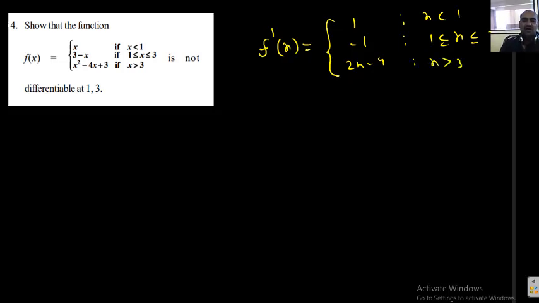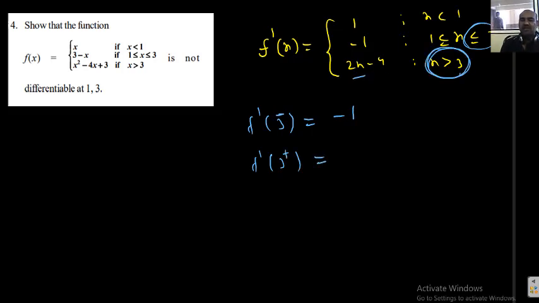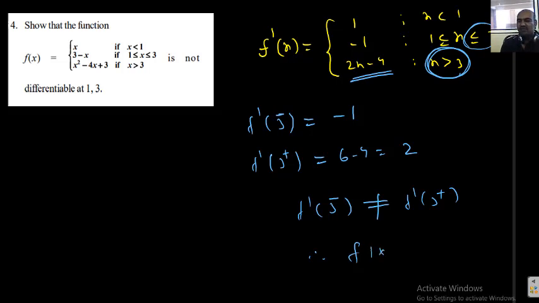Okay, students. So what happened now? At 3, directly I want to find f dash of 3 minus. 3 minus means here, that is equal to minus 1. So f dash of 3 plus I want. For f dash of 3 plus, in this rule I write 3, what will we get? 6 minus 4, that equals 2. So f dash of 3 minus is not equal to f dash of 3 plus, therefore f is not differentiable at x equal to 3.